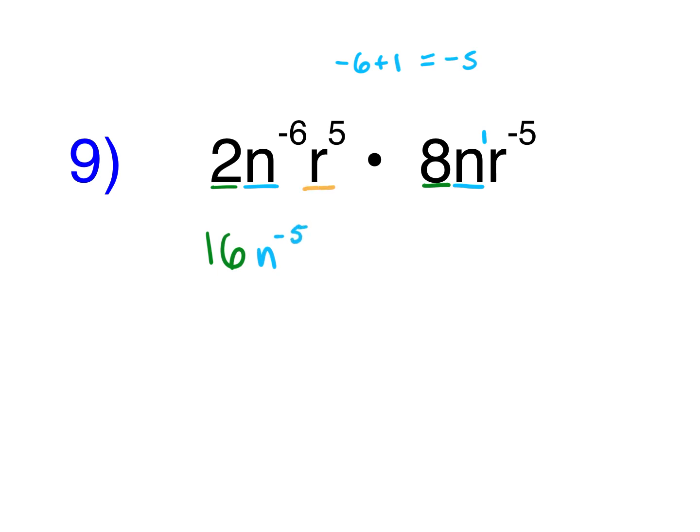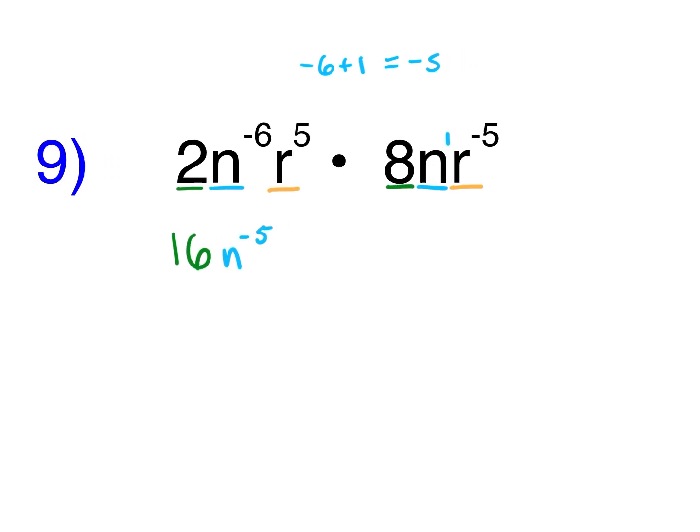And then let's do the same thing with the r's. Chloe, what do we do when we combine them together for the r's? When we're multiplying, what do we do? Add the exponents. What is 5 plus negative 5? 0. What is r to the power of 0? 1. Just 1, so it goes away.